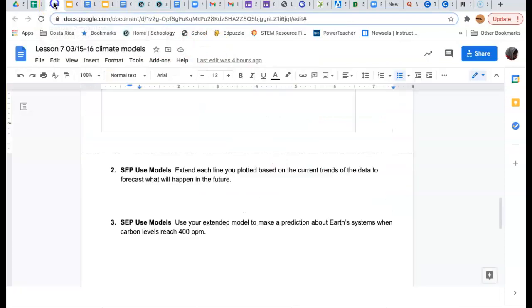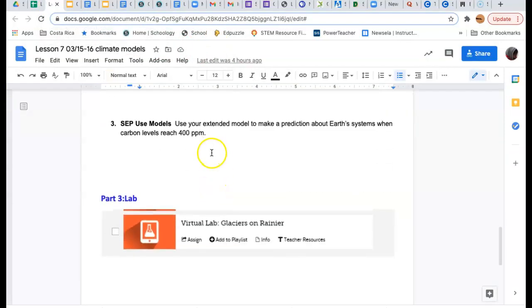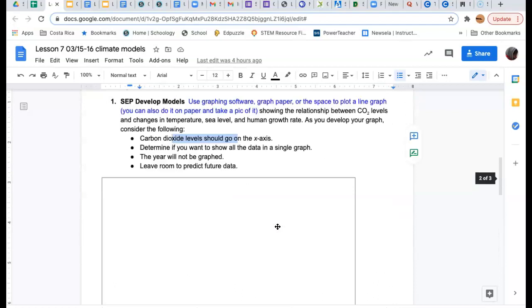Let's see what else I was going to say. And then the last thing you're going to do, this virtual lab is really cool. You're going to be investigating glaciers on Rainier. That lab is waiting for you in your virtual textbook. All right, that's it for today.